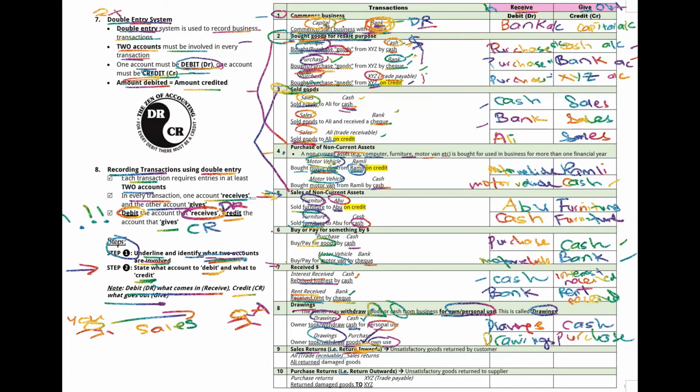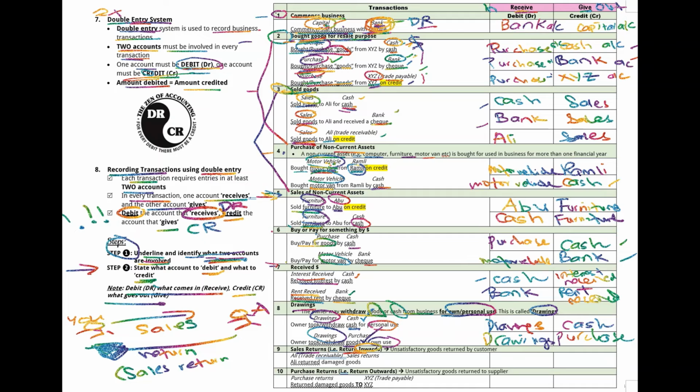And then after that, A realized that the goods you supplied to him are damaged, so he returned them to you. He returned the damaged goods to you. Do you see the arrow going into you? So this is sales to him, and he returned. So this one we call the sales return.